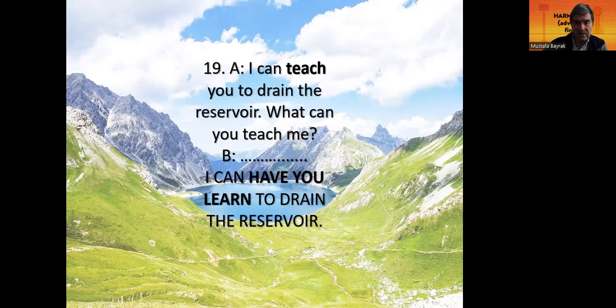Okay, what does it say? I can have you learn to drain the reservoir. Yes, do you see the difference here? Teach has a verb already, has a cause in it. Teach somebody means have somebody learn something.